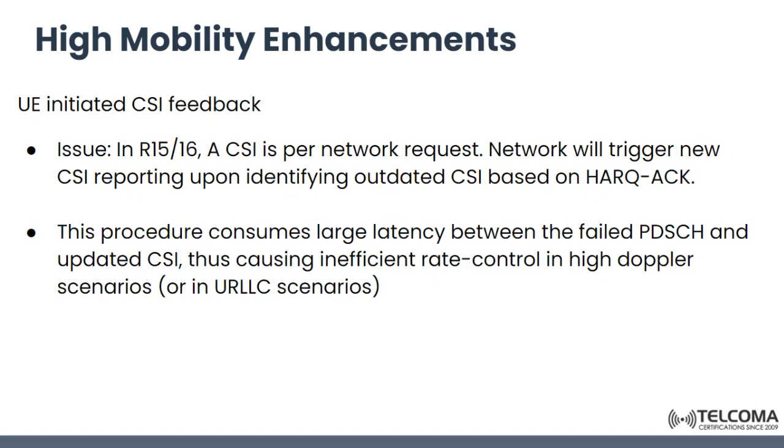Next is UE initiated CSI feedback. UE can initiate CSI feedback. Now, what is the issue? In release 15 or release 16, CSI is sent per the network request. In that case, the network triggers new CSI upon identifying outdated CSI based on the hybrid automatic repeat request acknowledgement procedure. This procedure consumes latency because of the failed PDSCH and outdated CSI, which causes inefficient rate control in high Doppler scenarios, like ultra reliable low latency communication.